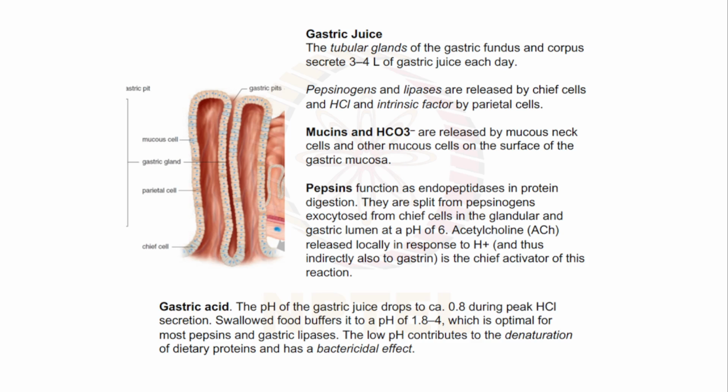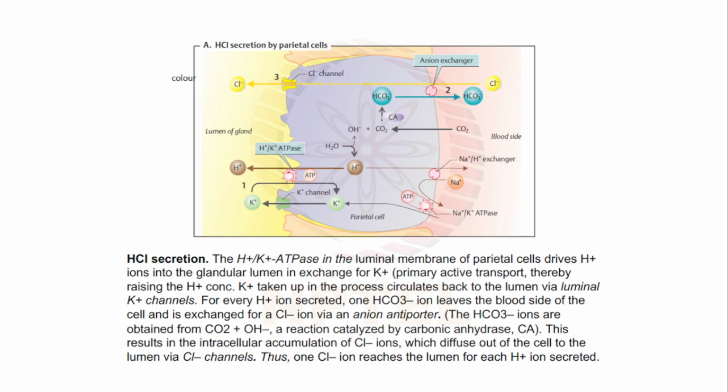ठीक है, उसके बाद क्या होगा, जैसे फूड मिक्स होता है ना इस एसिड के साथ, तो pH generally buffers to around 1.8 to 4, which is optimal for most proteins and different enzymes to function. So it must be increased. Otherwise, most of the enzymes won't be able to function, and the gastric lining will be destroyed.